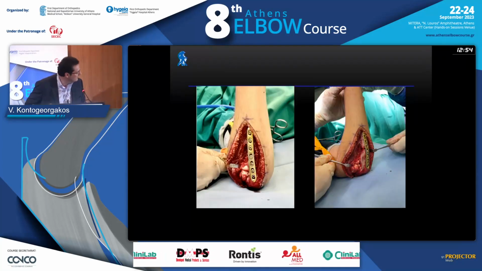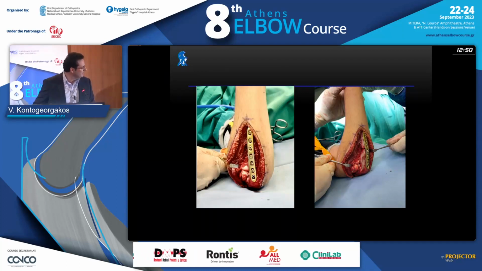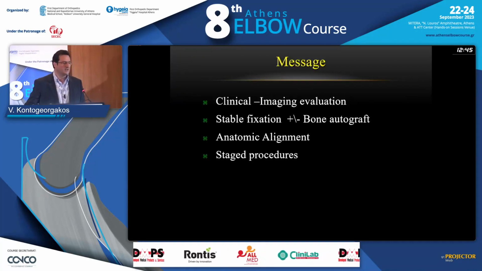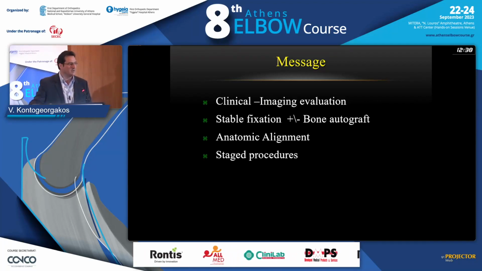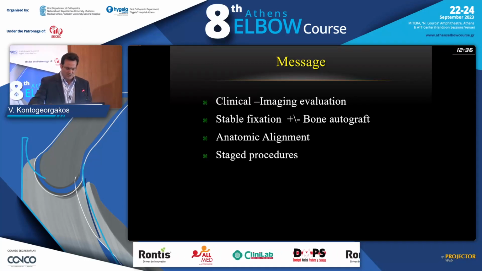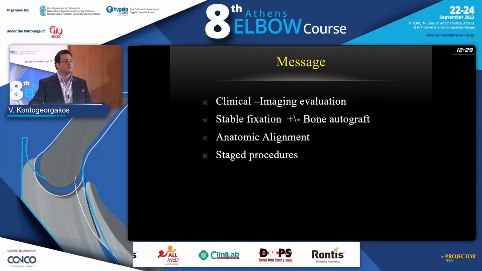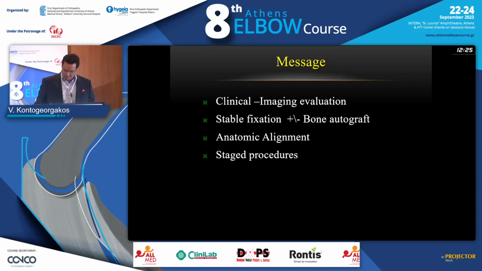This is an intraoperative image. We can see the reduction of the radial head and stable plate fixation. So overall, for these cases, non-union, malunion of the proximal ulna, we have always to very thoroughly evaluate the clinical and the imaging data of the patient. We need absolutely anatomic reduction, absolutely stable fixation, usually a posterior plate, bone graft may be necessary, and a staged procedure may be needed in cases of infection.